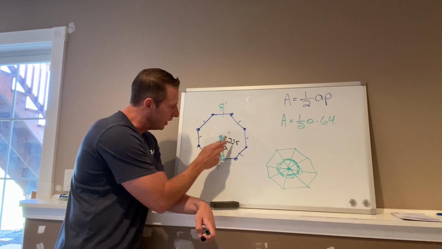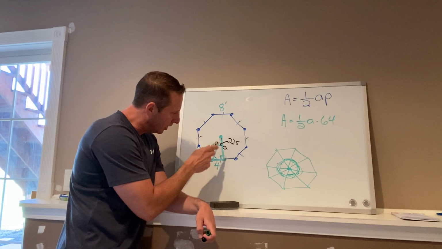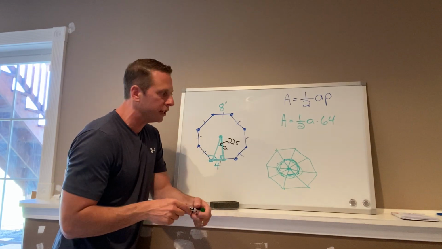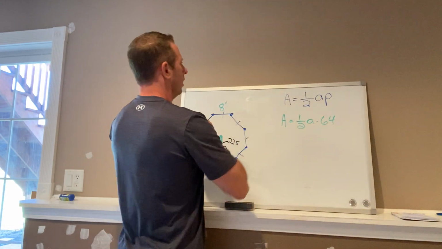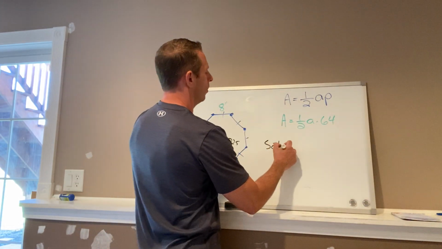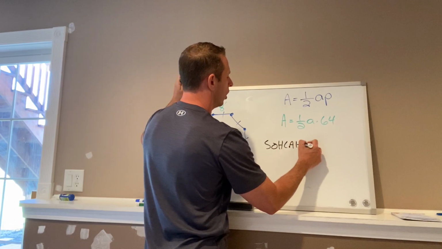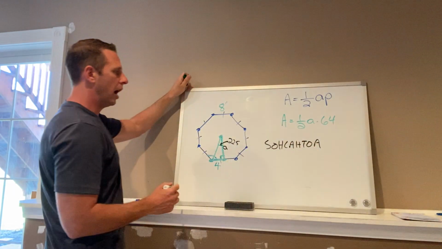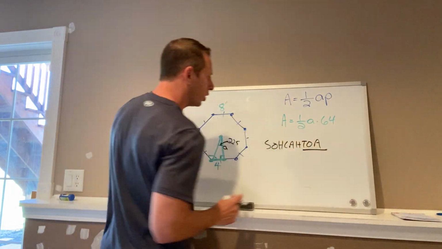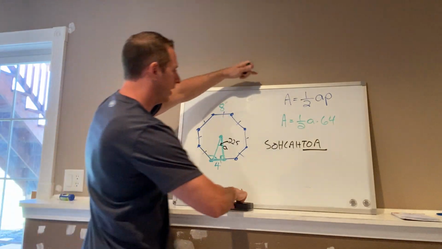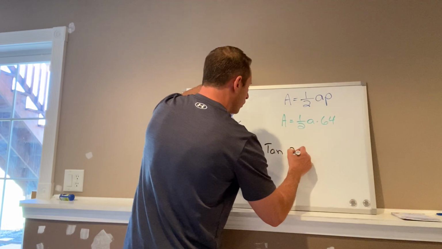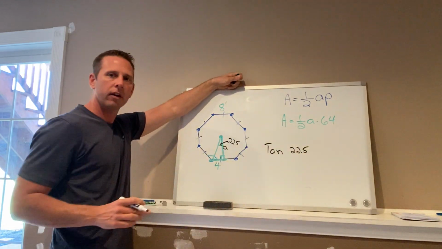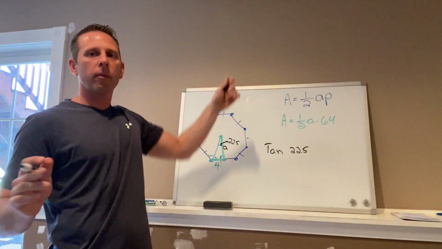In relationship to the angle, we know the opposite. We're trying to find the adjacent. Opposite, adjacent. SOHCAHTOA. Opposite, adjacent. TOA, tangent. Tangent is opposite over adjacent. Tangent of 22.5.